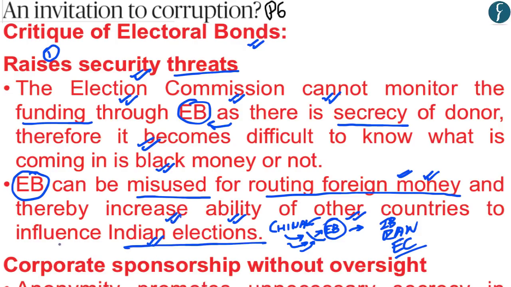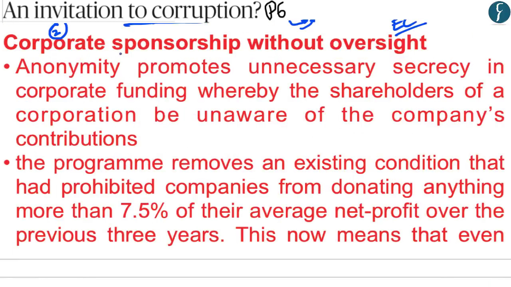Indian elections. Now the second main critique given by the author is that electoral bonds allow corporates to sponsor political parties without having any form of oversight. Since companies or organizations which are registered in India are allowed to purchase electoral bonds and do not have to provide their identity, it allows corporate sponsorship without any form of oversight by the election commission or any other organization, wherein even the shareholders of that company would be unaware as to how that particular company is contributing to political funding.